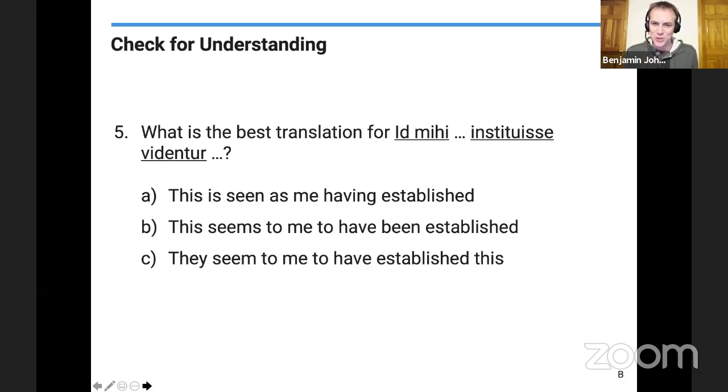This seems to me to have been established. They seem to me to have established this. See, they seem to me to have established this.